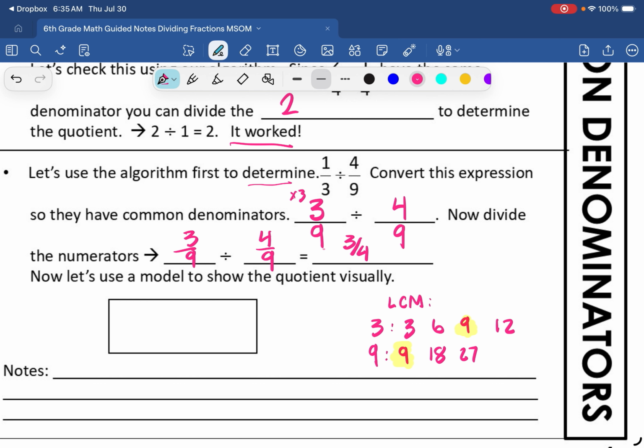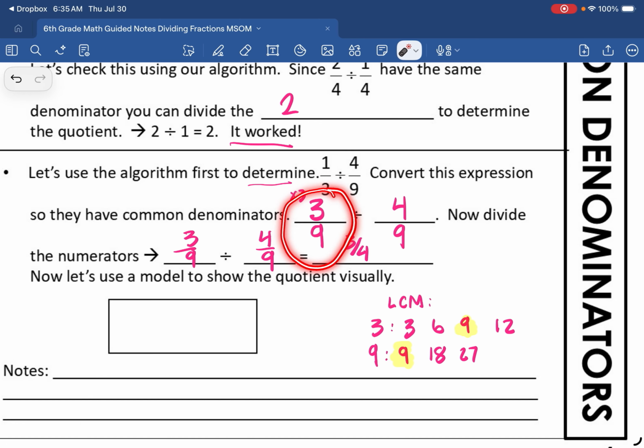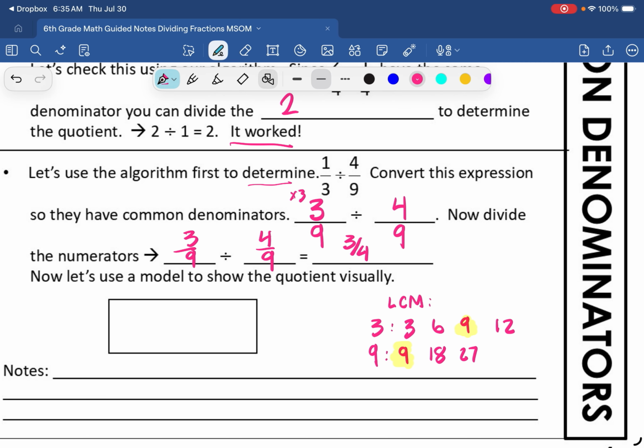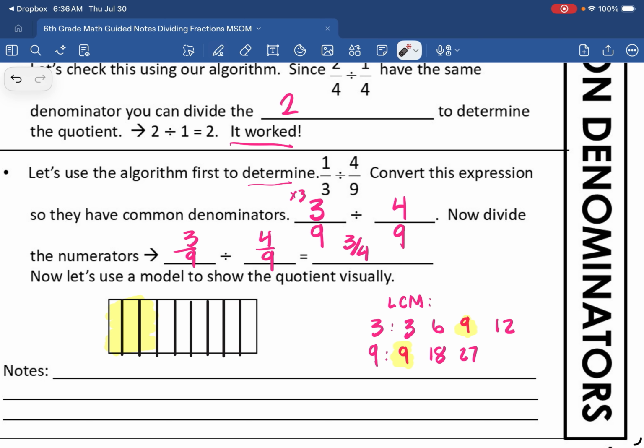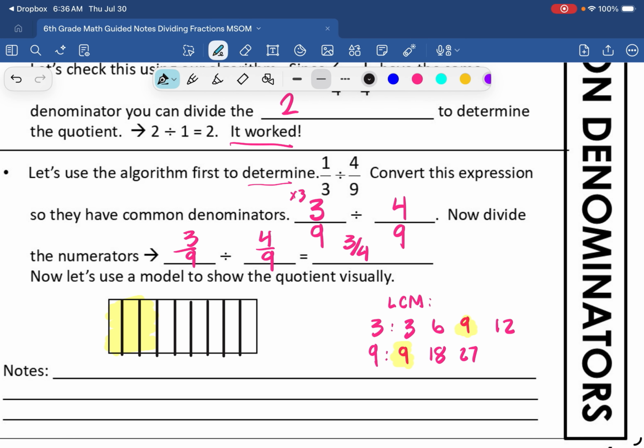So let's show 3/9 on my model. The first number is always what I start with. I have 3/9. So I'm going to divide up my model into ninths. 3/9 is 3 of these. Now I need a group of 4/9. So if I circle one group of 4/9, that would be this right here. But I only have 3 of those 4 circled. So that's going to be 3/4.